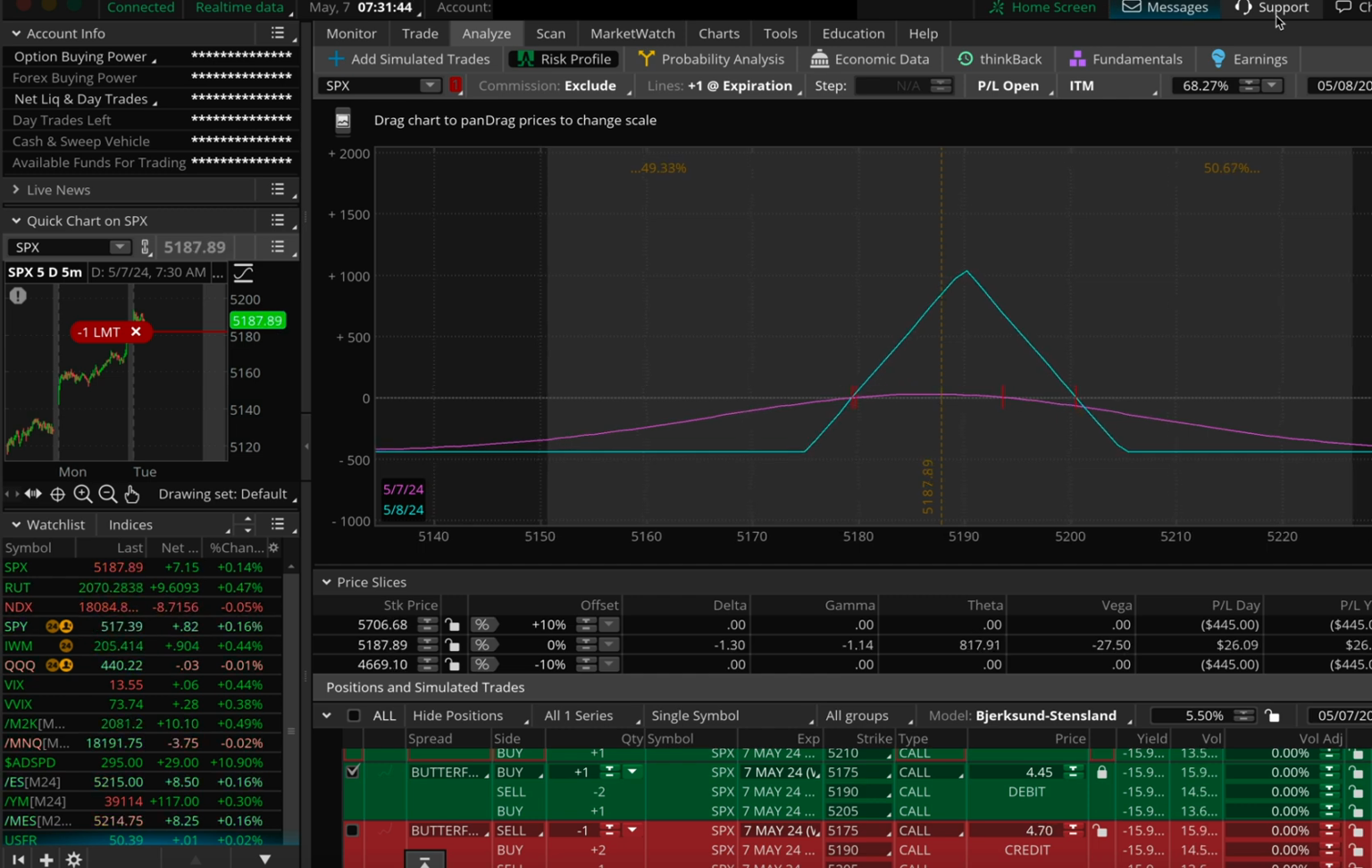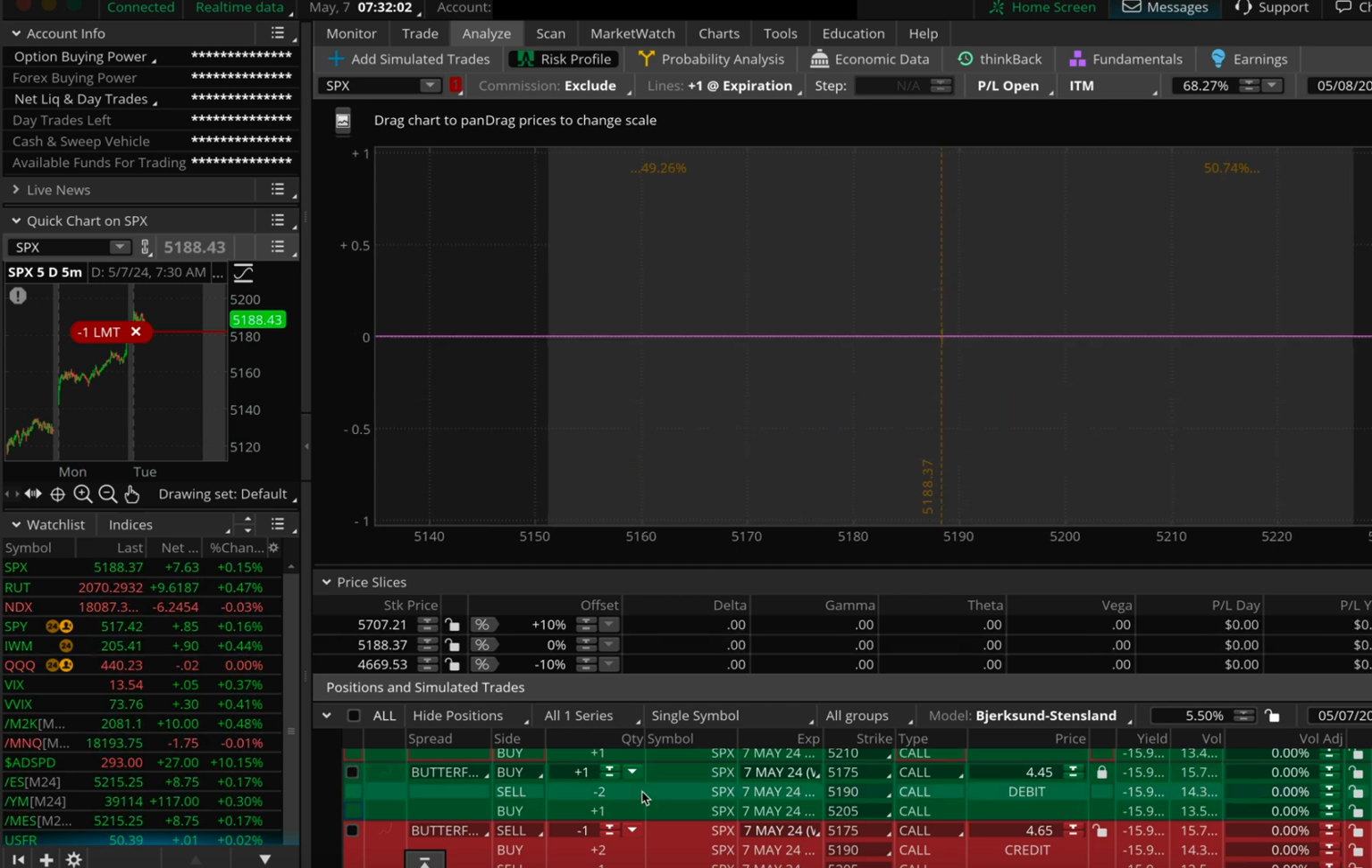Here we are, Tuesday, May 7th. This is our 7:30 update. So right off the bat, here's our live trade. This is a real money trade we have on. This is up $33. We're looking for a $50 profit on this, so we're about halfway there.